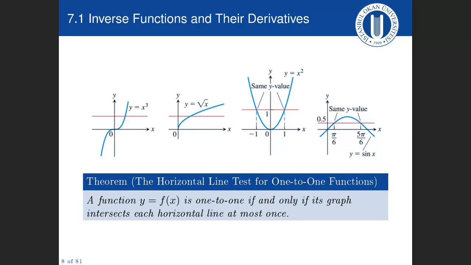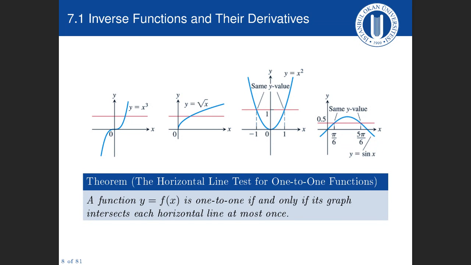Now you would have noticed perhaps from the previous pictures there's some horizontal lines here. For 1-to-1 functions, the horizontal line intersects the graph at most one point. Functions which are not 1-to-1 have a horizontal line intersecting them at 2 or more points. The horizontal line test for 1-to-1 functions says a function y equal to f of x is 1-to-1 if and only if its graph intersects each horizontal line at most once.